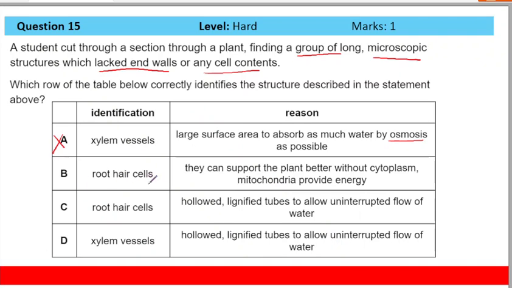Root hair cells can support the plant better? No, they provide a large surface area for absorbing water and minerals, not support. So these are not correct options. Hollowed? No, they are not hollowed or lignified, they are cells. So this is also wrong. So D is the correct option. Xylem vessels are hollowed, lignified tubes that allow uninterrupted flow of water.